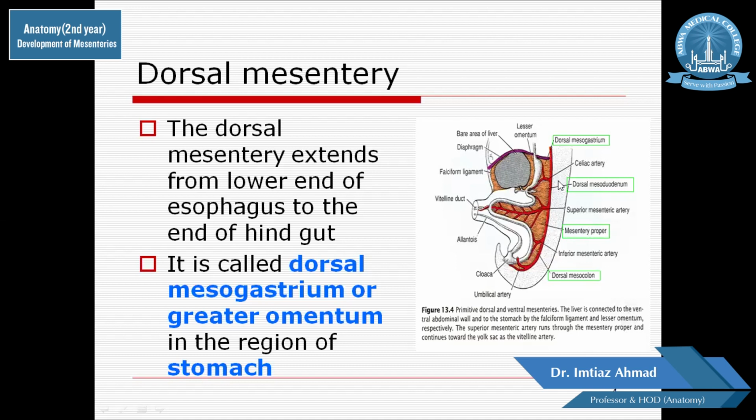If the question is there, what is the extent of the dorsal mesentery? It extends from the entry of the esophagus into the abdominal cavity, or from the upper part of the stomach, down all along the gastrointestinal tract to the end of the hindgut.